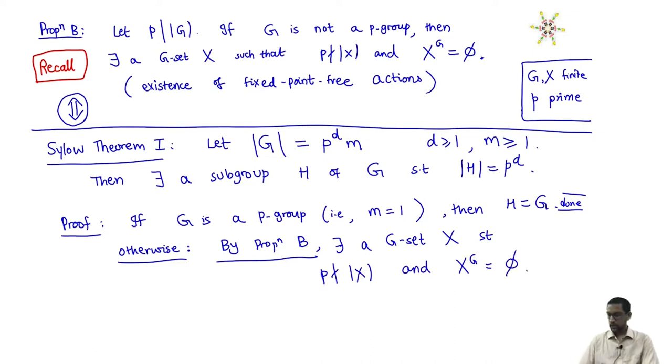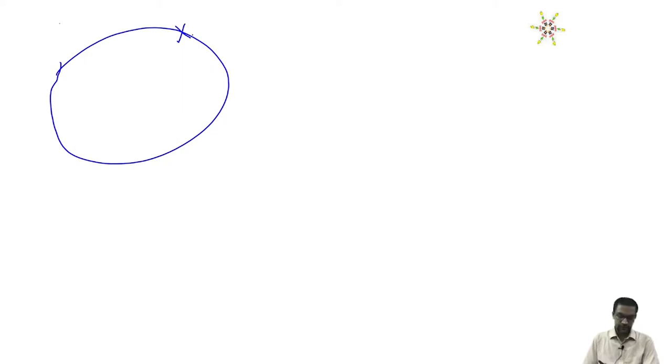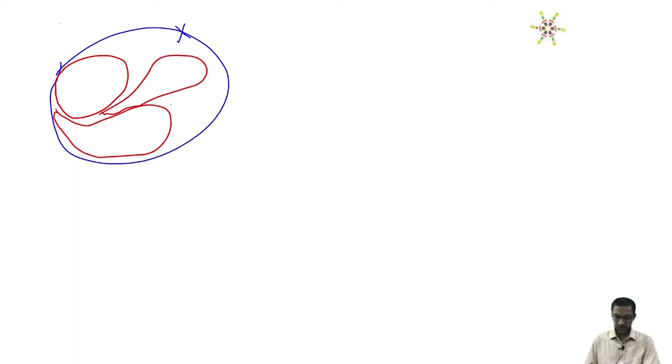Now, what does this get us? Here's the first observation. Suppose I have a set X on which the group acts. Recall that the action of the group splits this into equivalence classes, which are the different orbits. So let me just draw a picture. These are, let's say, the different orbits of the various elements. So I have my orbits, the G orbits in X. That's what the picture is.